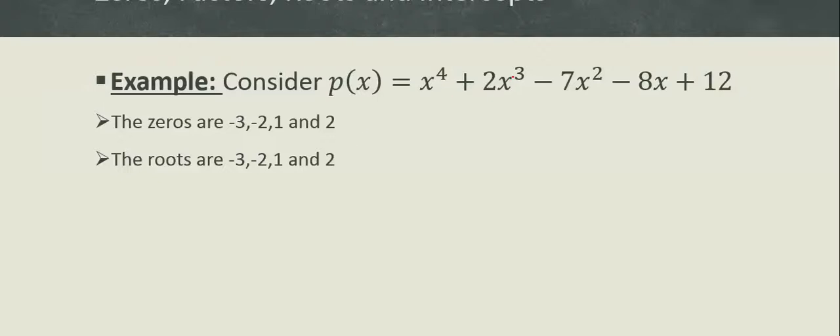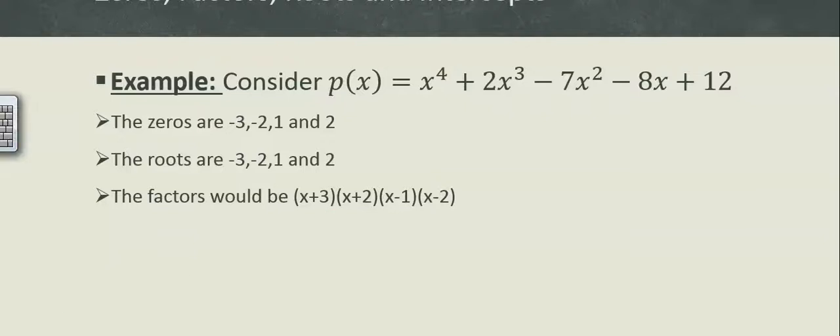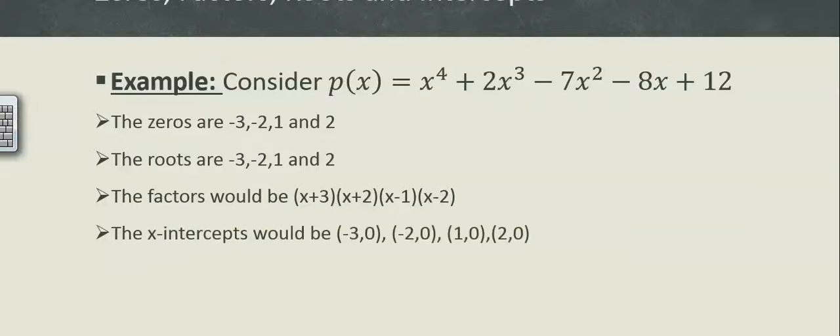So if I were to ask you to factor this problem, when you finish factoring it and you set them equal to 0, those would be your answers. Now if I asked you for the factors, you just take the opposite sign. So if I give you -3 as a 0, the factor would be x plus 3. And the intercepts are just the zeros with a 0 at the end.